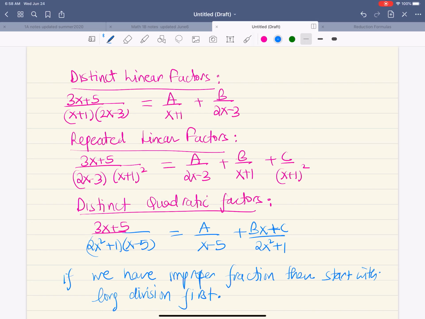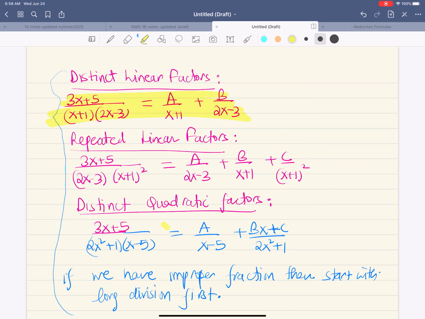In this video, we will add another tool to our toolbox for evaluating integrals using the method of partial fractions. So a quick recap of partial fractions. If you have distinct linear factors, then we can set up partial fractions using A over one of the linear factors plus B over another linear factor.